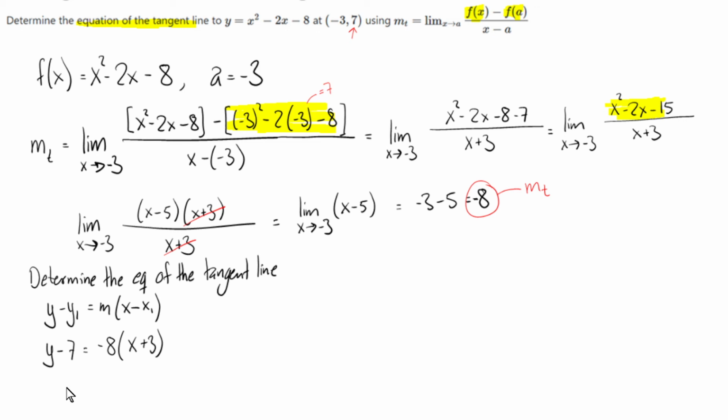And now we can rearrange this. We are going to expand it, multiply the -8 into the bracket, and add 7 to both sides to move it over. So we're going to get -8x minus 24 plus 7. And if we clean this up, we're going to get -8x, -24 plus 7 is -17. So that's the equation of the tangent line in slope-intercept form.